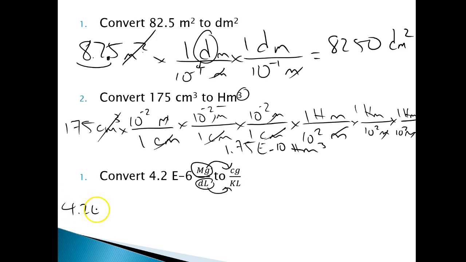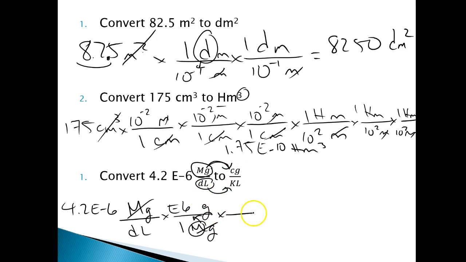So 4.2 e to the negative 6 megagrams, make sure it looks like a capital M, per deciliter. And all I'm going to do is cover up the deciliter and pretend it's not there, and I'm just going to go megagrams to centigrams. So megagrams on the bottom, go to the base unit. 1 mega is e to the 6th. That cancels out. Then grams on the bottom to centigrams, because centigrams is what I want on top. 1 there. E negative 2. Grams cancels out. So when you're all done here, what you're left with is 420.